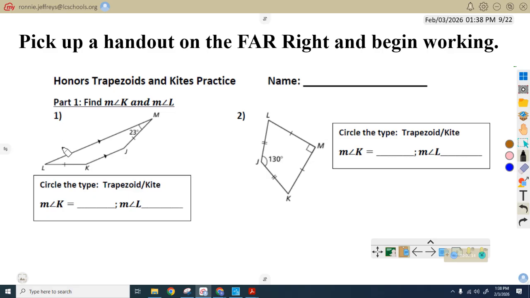All right, so practice work from our lesson from yesterday. This is an isosceles trapezoid, which we should know. So circle, trapezoid. Okay, so we should know that L is the same measure as 23 degrees. We should also know that these two angles are supplementary and these two angles are supplementary. So angle K would be 180 minus 23, which is 157.